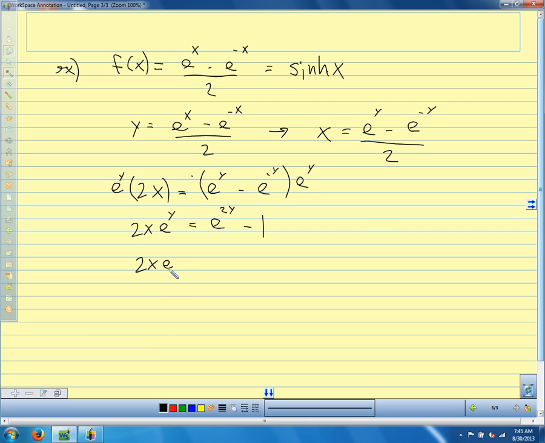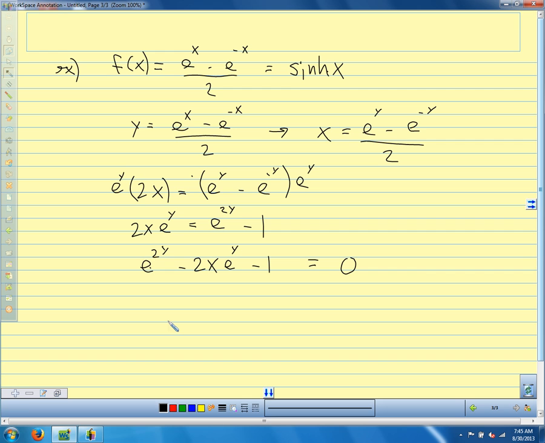So what I'm going to do, let's go the other way. I'm going to put everything on the right-hand side of the equation. So I get e to the 2y minus 2x e to the y minus 1 equals 0. Sorry, this should be e to the 2y. There we go. Now do we see why we did this?